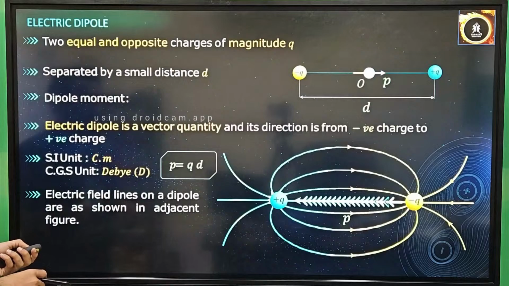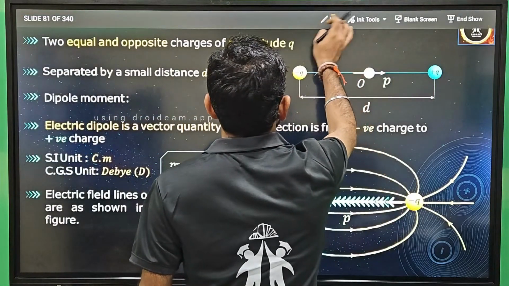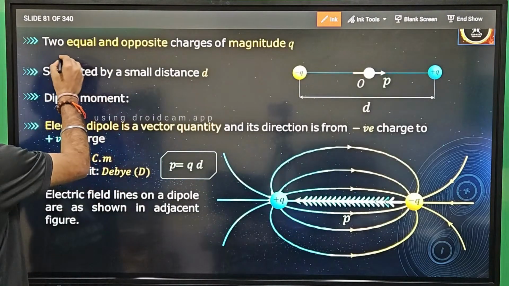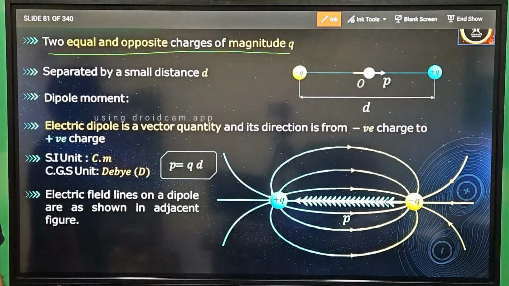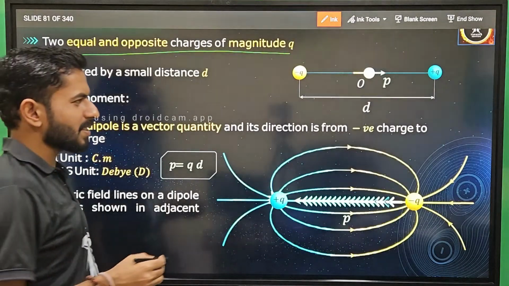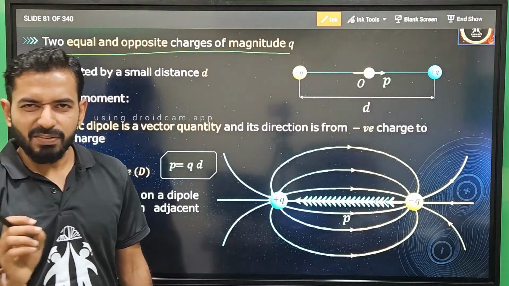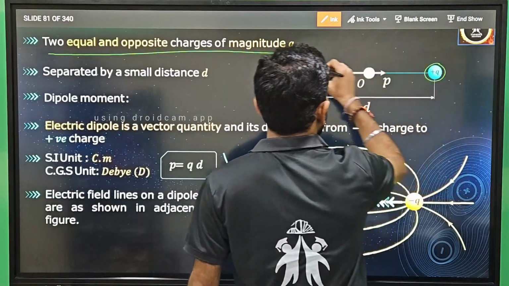Okay, so let's see further how we are making an electric dipole. See, what is the definition you have to write? Two equal and opposite charges of magnitude q form a dipole, and the distance between them is represented as d, and we always take this distance to be very small. This is the positive charge, this is the negative charge.